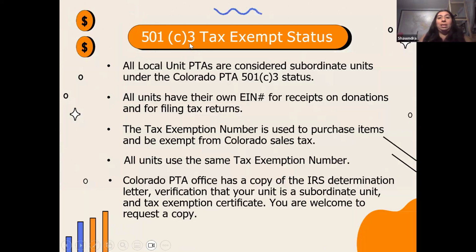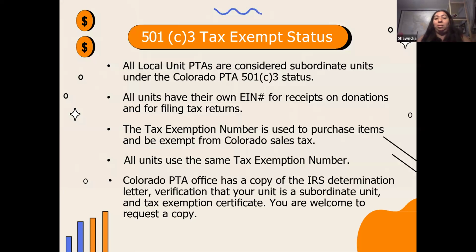So, 501(c)(3) tax exempt status. All local unit PTAs are considered subordinate units under the Colorado PTA, which has the 501(c)(3) status. That's what gives us that tax exempt status. However, all units do have their own EIN for receipts on donations and for filing taxes.